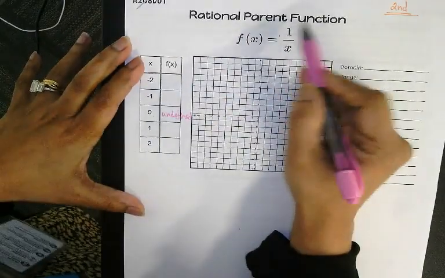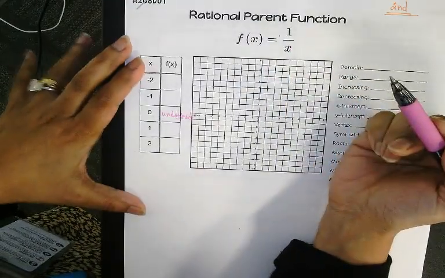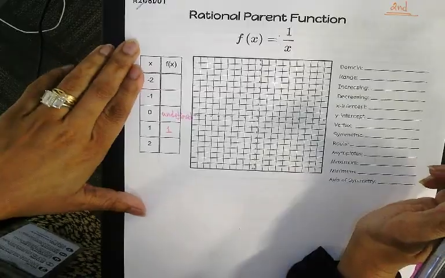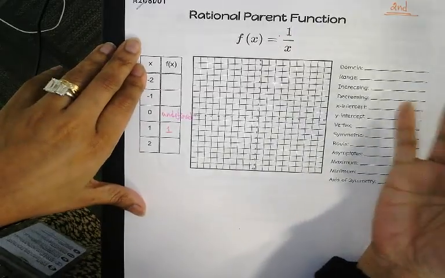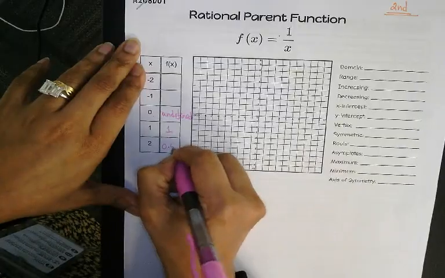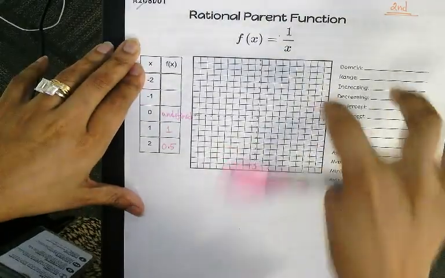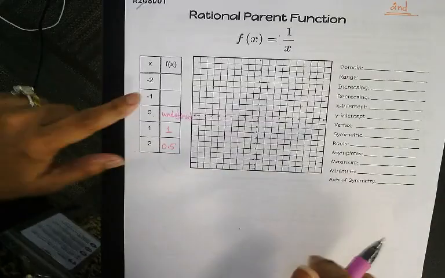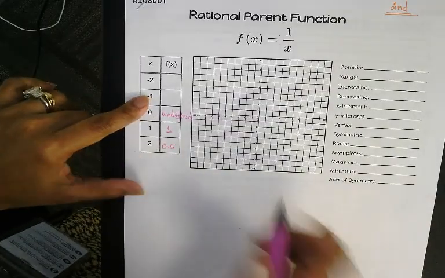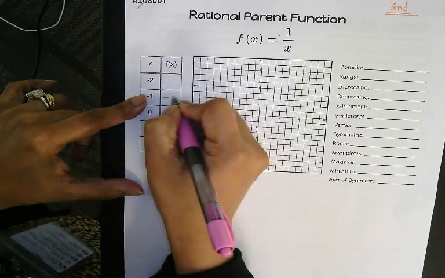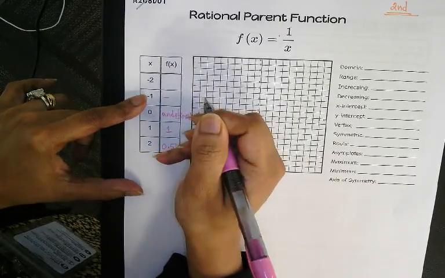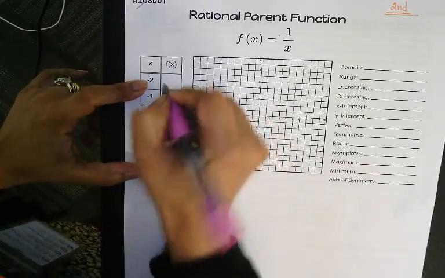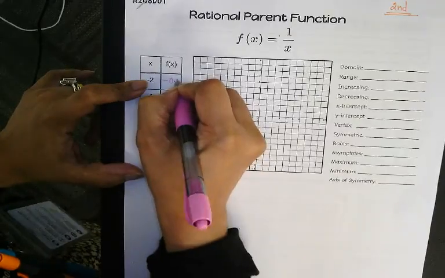So if you substitute 1 over here, what do you get? 1. If you substitute 2 over here, what do you get? 1/2 or 0.5. It's easier if I have a decimal value to plot it. That's why I'm just taking decimals. You can keep it as a fraction, that's okay. -1 is going to give me -1, -2 is going to give me -0.5 or -1/2.